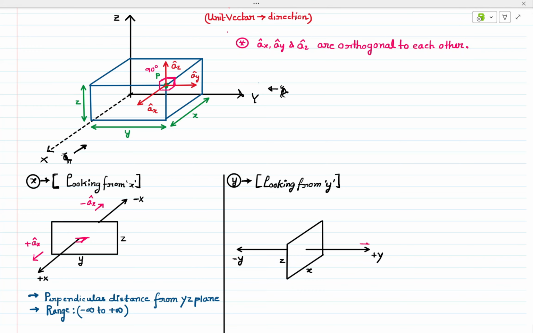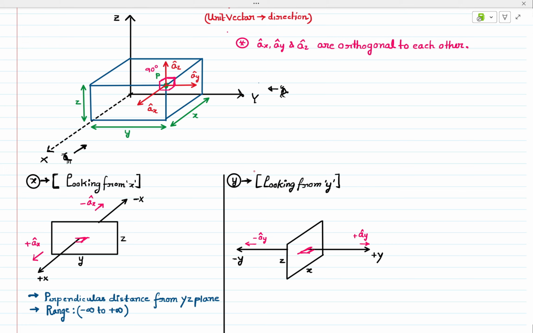Plus y means it is in the direction of ay, or the plus ay. Similarly, it is the direction of minus ay. Not only that, this y, the line from minus y to plus y, is perpendicular above the, I'm sorry, xz plane, right? This is perpendicular above the xz plane. This is perpendicular above what? The xz plane, right?